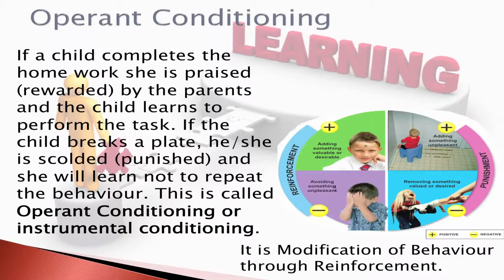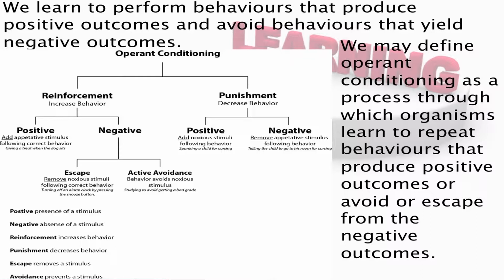Operant conditioning. The second type of learning which we will learn today, operant conditioning, is modification of behavior through reinforcement. If a child completes the homework, she is praised, rewarded by the parents, and the child learns to perform the task. If the child breaks a plate, he or she is scolded, punished, and will learn not to repeat the behavior. This is called operant conditioning or instrumental conditioning. In other words, we learn to perform behaviors that produce positive outcomes and avoid behaviors that yield negative outcomes.